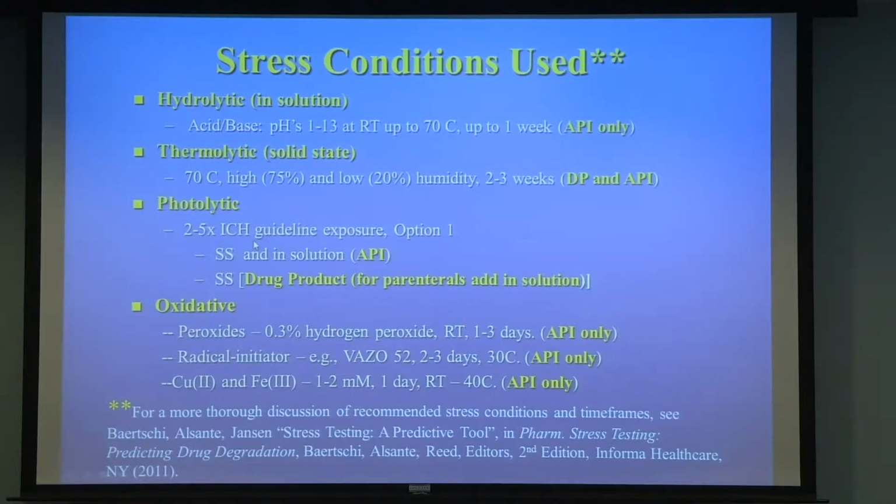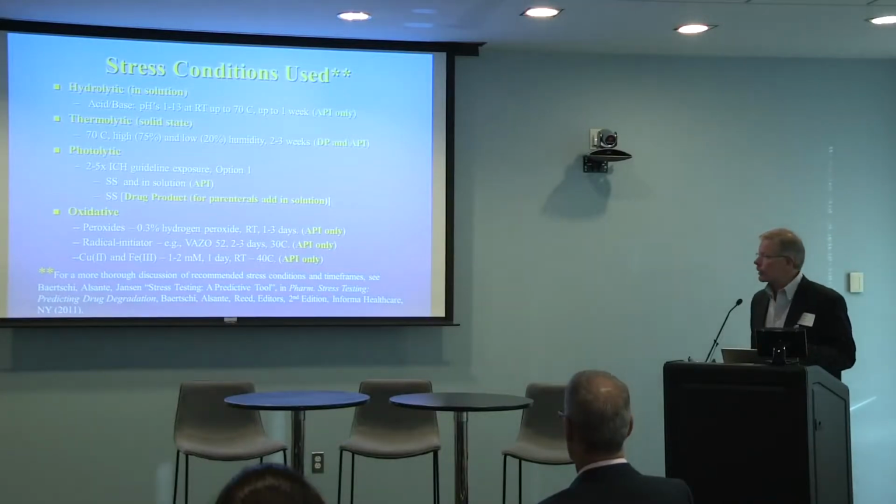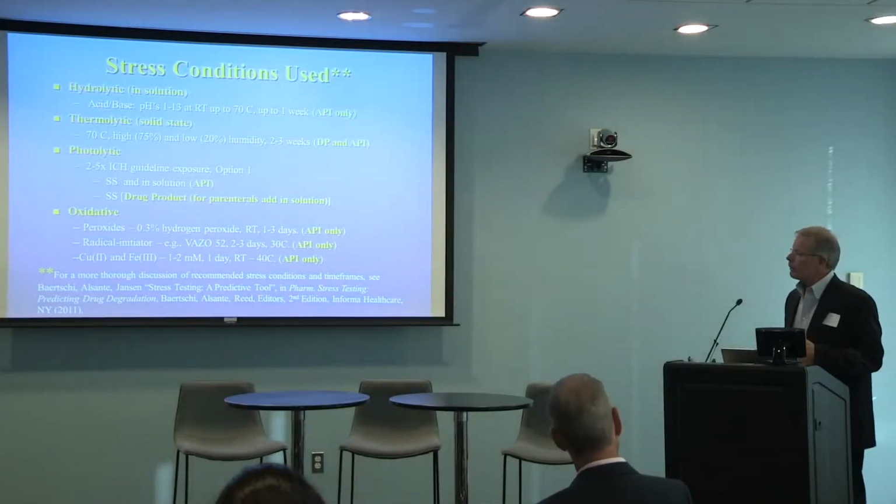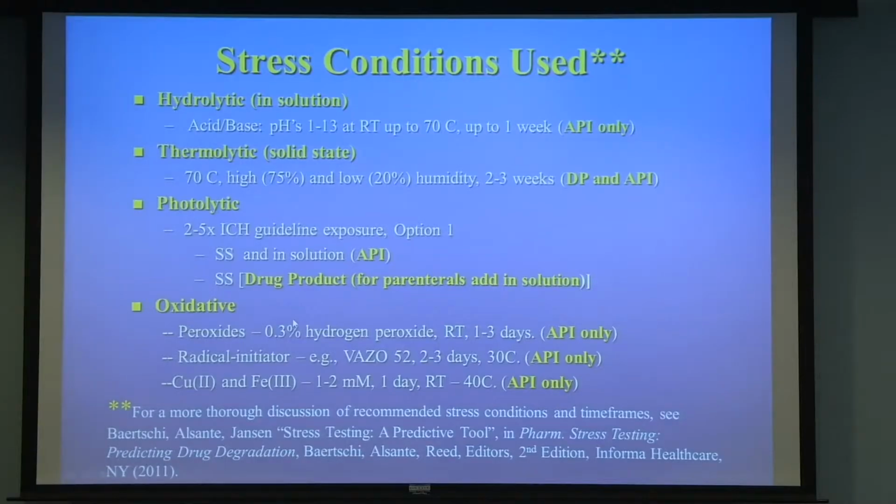For photolytic, the stress for photostability, I recommend 2 to 5 times the ICH confirmatory guideline, and we always use option 1, which is a little bit more rigorous exposure. It's simulating sun versus indoor lighting, which is a more complete exposure. And we would do both the solid state and in solution for the API, and just the solid state unless it was a parenteral.